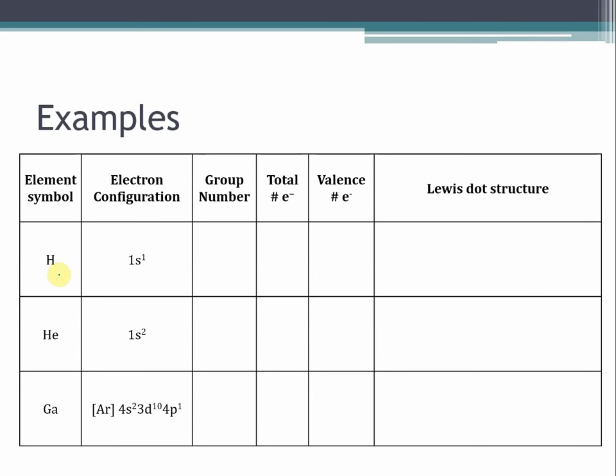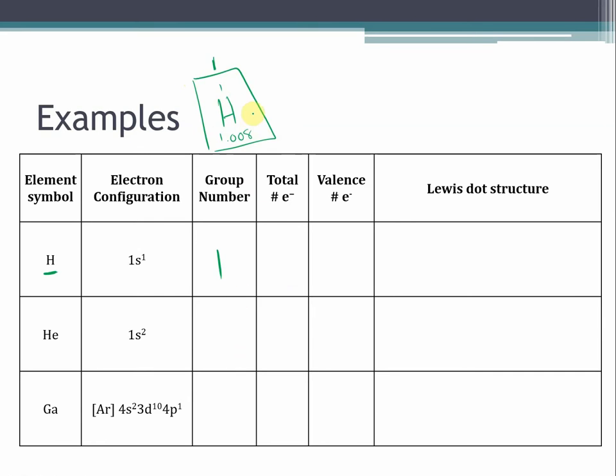We'll start with hydrogen, always sort of our easiest example. The electron configuration for hydrogen is 1s1. If you look on the periodic table, you have hydrogen, it's atomic number 1, it's got a mass of 1.008. There it is in its little box. And if you look just above it, you will see that it is in group number 1.